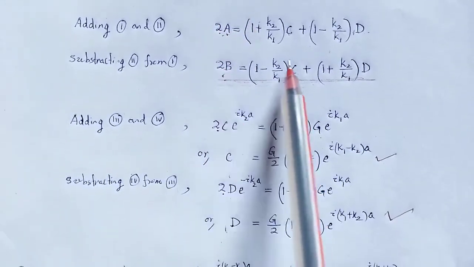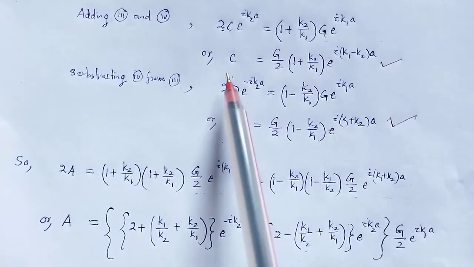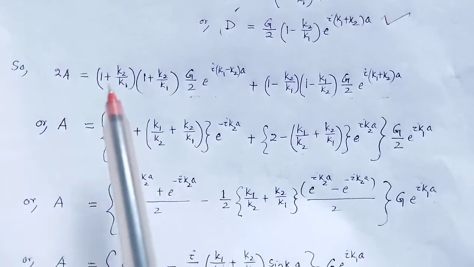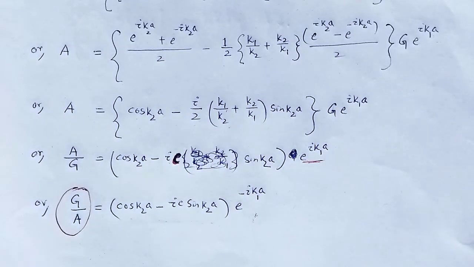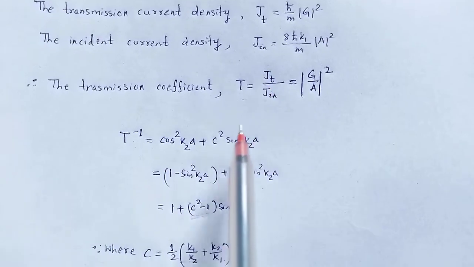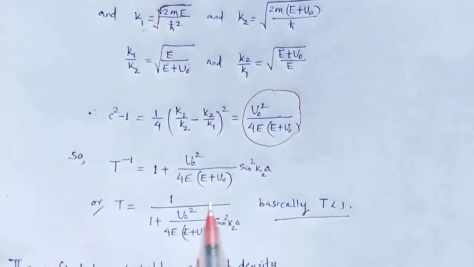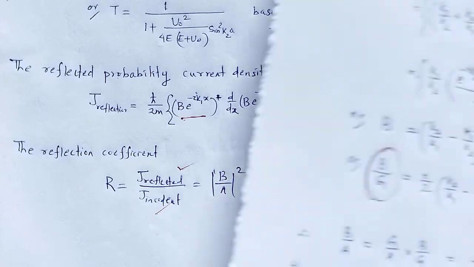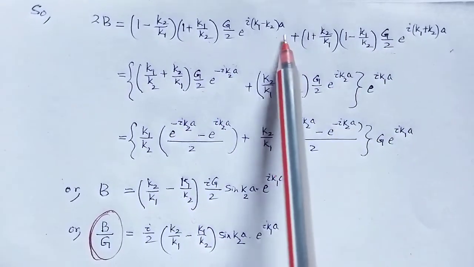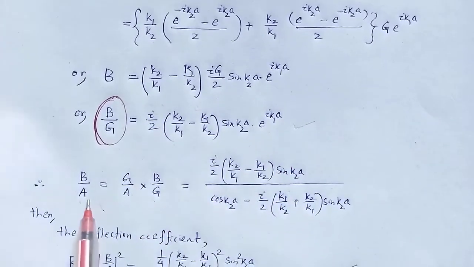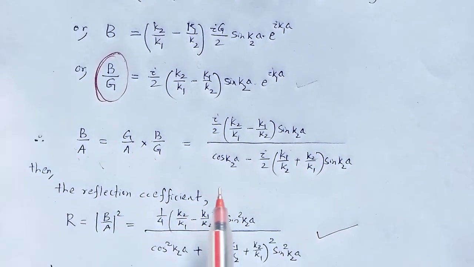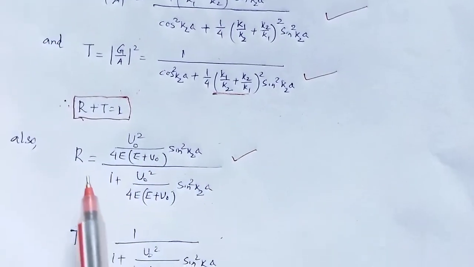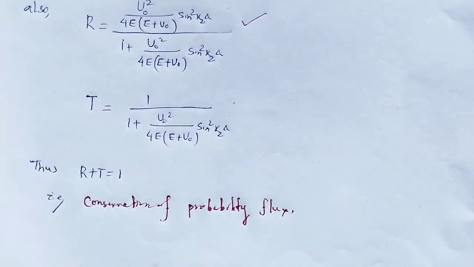First adding these two and subtracting, then adding another two and subtracting, and taking the values of c and d in that equation, we get g by a. Here the transmission coefficient is derived, then the reflection coefficient as the magnitude of b by a squared. Again, in another equation 2b is considered, and putting the values of c and d here, b by g is equal to that much. So b by a is equal to g by a into b by g. The reflection coefficient is the magnitude of b by a squared, and the transmission coefficient is the magnitude of g by a squared, with R plus T equal to 1. So the conservation of probability holds good here.